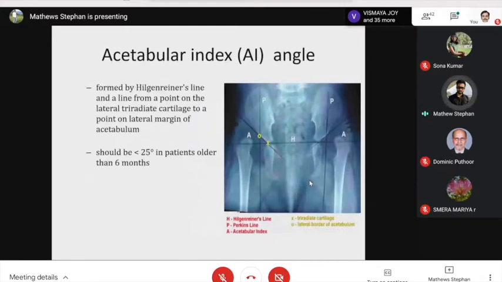Then the acetabular index is formed by the Hilgenreiner's line and a line drawn from a point on the lateral triradiate cartilage to the point on the lateral margin of the acetabulum. So this is the Hilgenreiner's line, and the line drawn from the triradiate to the lateral acetabular margin forms the acetabular index angle, and it should be less than 25 degrees in patients older than 6 months.